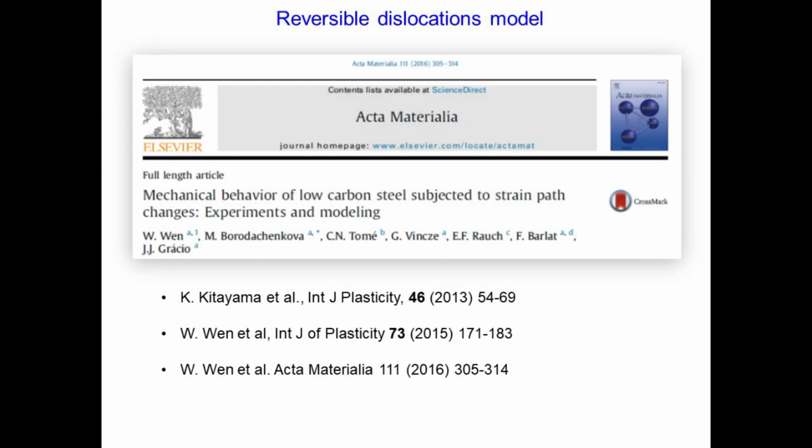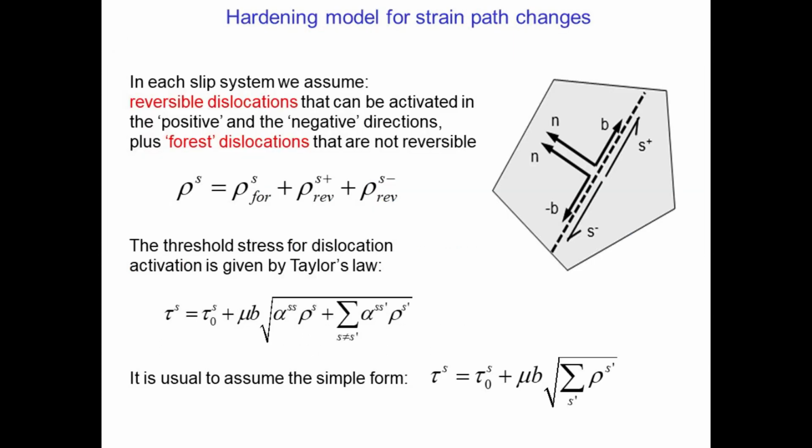So years later, I started collaborating with these people at the University of Aveiro, and that is when we started discussing doing this more from the point of view of the evolution of dislocations in individual systems, which is what I'm going to be showing today. So this was the last paper that we published, but we published a couple of previous papers having to do with that. The model is based on an assumption: when you create dislocations, you create dislocations that are going to become a forest and that are going to be locked in place, and dislocations that can be easily reversed.